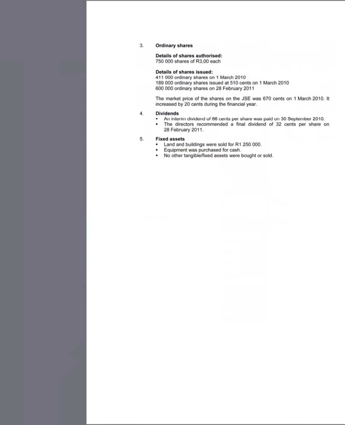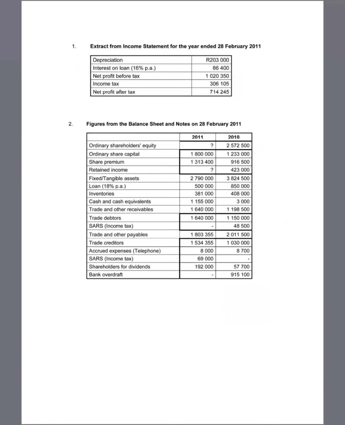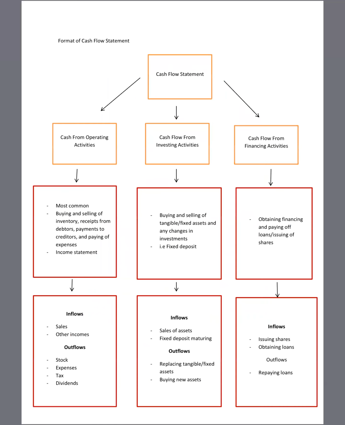Oh, sorry. It's this last one here. So we've done one, we've done two. Now my financing activities come from obtaining financing, paying off loans, or issuing shares. So it's my loans and my shares. My inflow is when I issue my shares or obtain loans, and my outflow is when I repay my loans. So that is my financing activity.